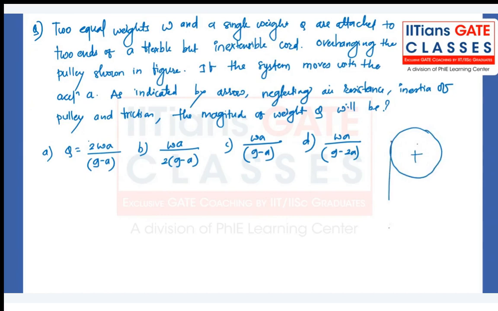The figure looks something like this. This is the weight, this is another weight, and this is Q, and this is the acceleration a. I'll repeat the question. Two equal weights W and a single weight Q are attached to a flexible but inextensible cord overhanging the pulley shown in the figure. If the system moves with an acceleration as indicated by the arrow, neglecting the air resistance, inertia, and friction of the pulley, the magnitude of weight Q will be. What is the value of Q? Okay, this is a previous year question.